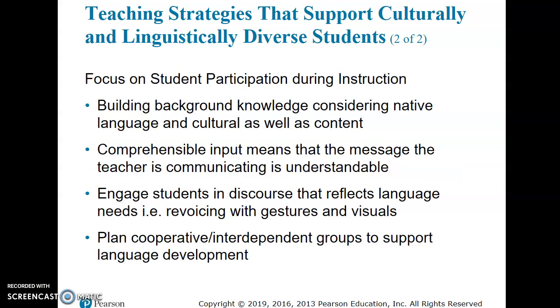Building on prior knowledge, building background takes into consideration native language and culture as well as content. Consider using appropriate visual aids to help students understand the tasks you want them to solve. Comprehensible input means that the message you are communicating is understandable. Modifications include simplifying sentence structure and limiting the use of non-essential or confusing vocabulary.